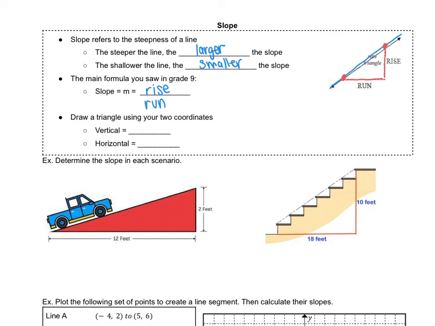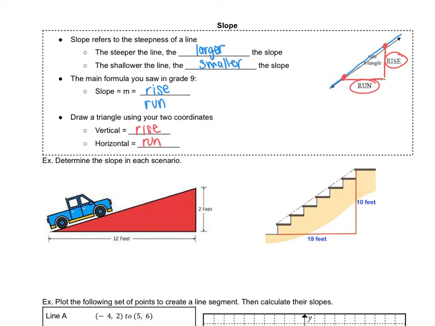Now, the vertical line is going to represent your rise, and the horizontal represents the run. So when you do calculate the slope using this visual method, you do have to be very careful that you count the vertical line first, because rise is always going to be on top. It is rise over run, not run over rise.